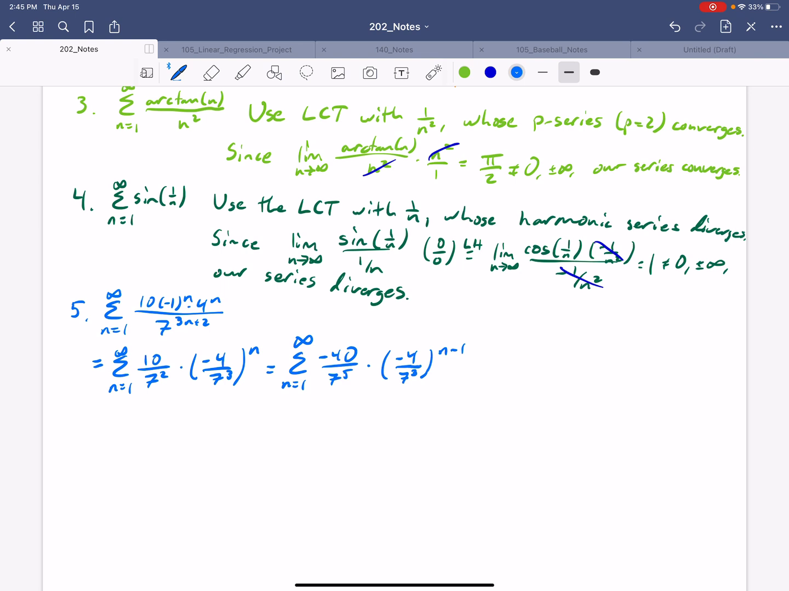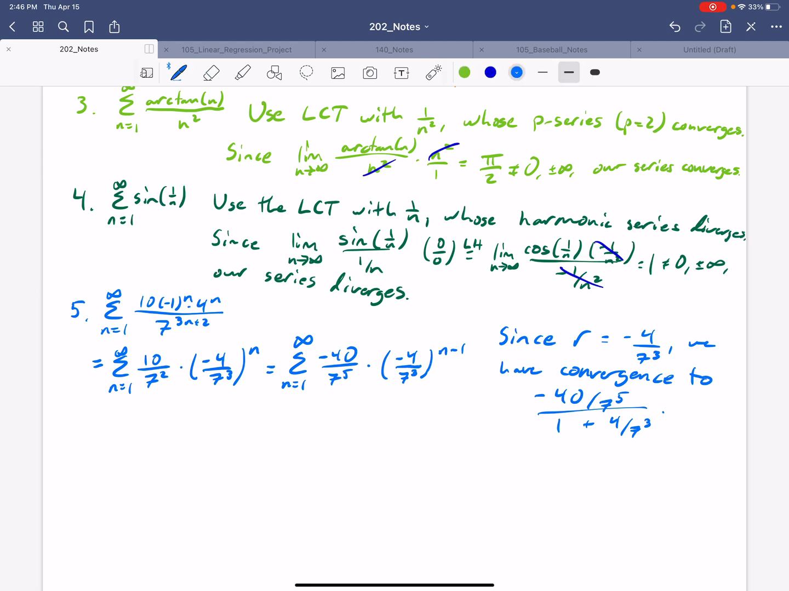And because r is less than 1, right, since it's between negative 1 and 1 would be the better way to say that, we have convergence too. We actually have the value, like we can actually write what this converges to. It's negative 40 over 7 fifths divided by 1 minus, I guess it's going to be plus 4 over 7 cubed. Yuck, I don't want to figure out what that is, okay? But that's what it equals.